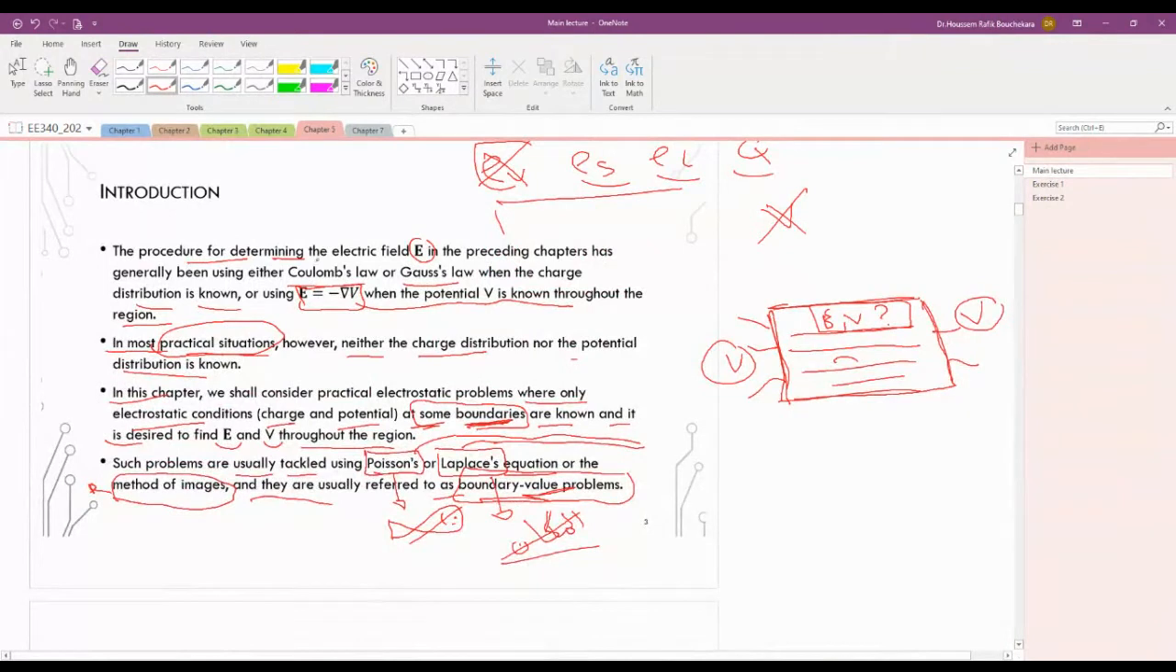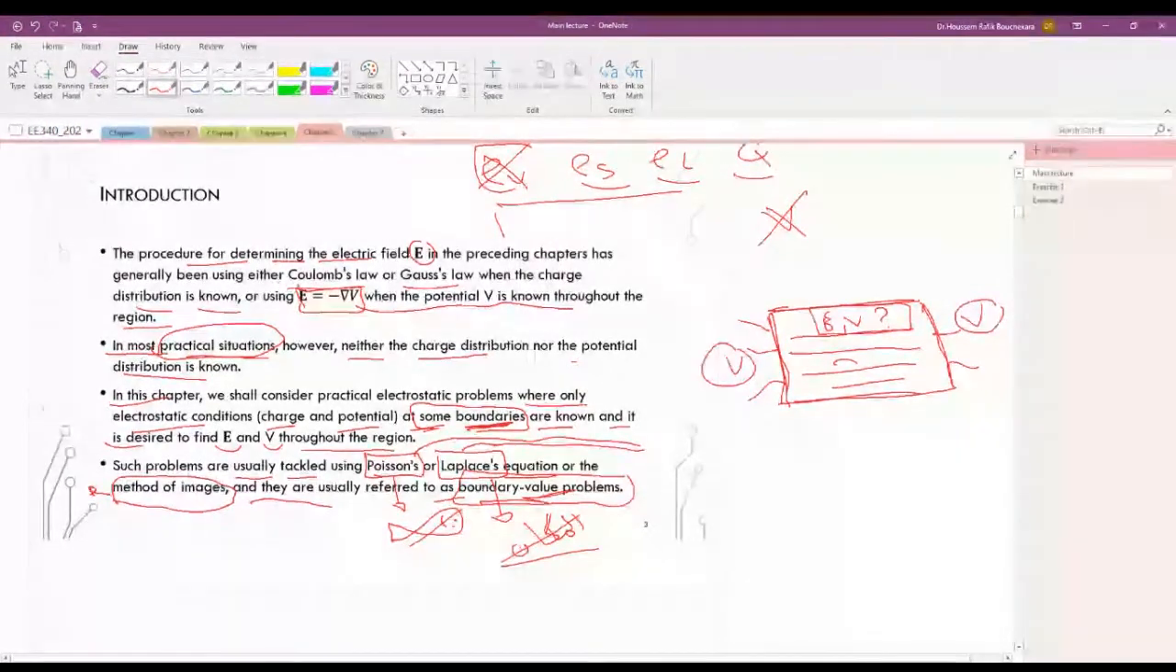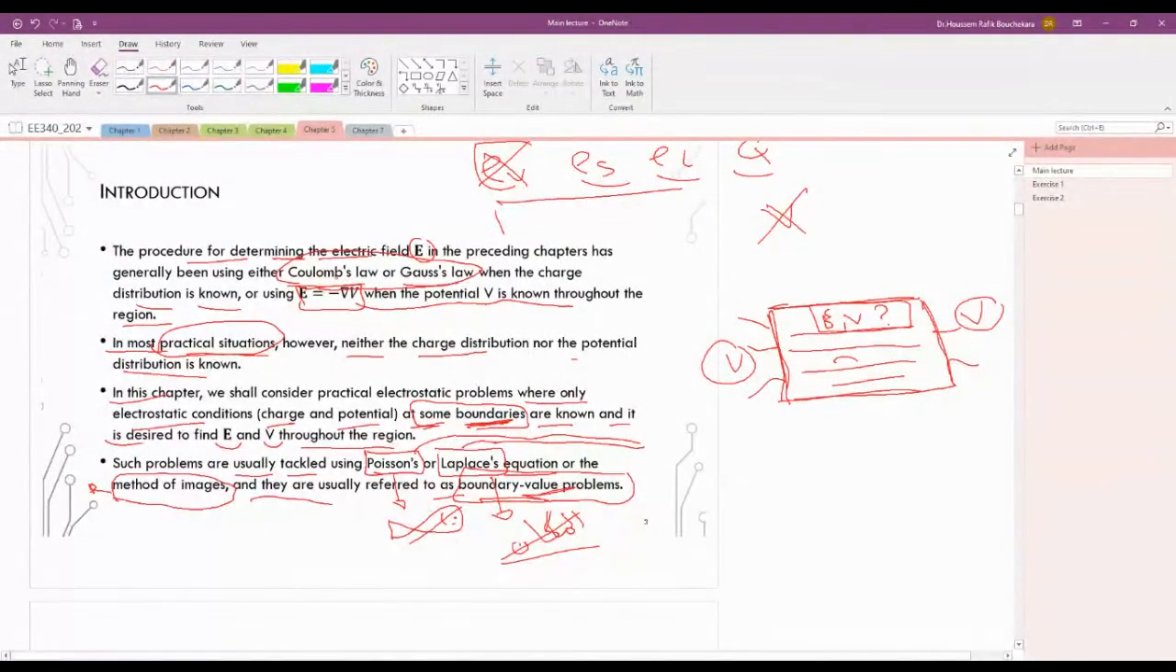The procedure of determining the electric field in the preceding chapters has been based mainly on Coulomb's law and Gauss's law. This is when the charge or the distribution of the charge is known, and on E equals minus grad V when the potential is known.